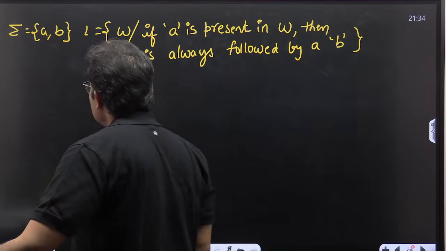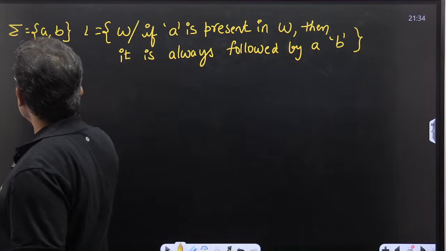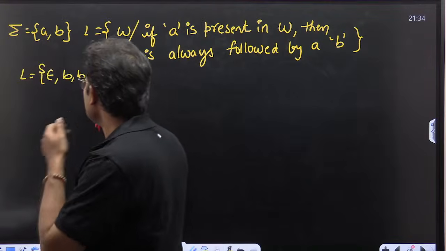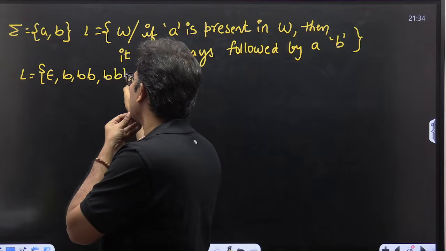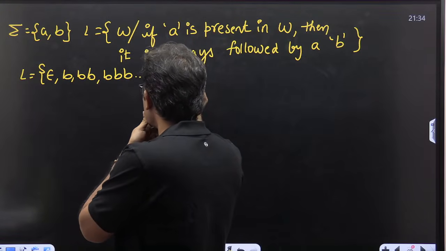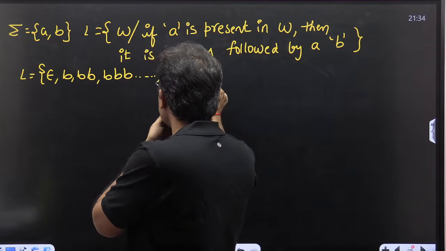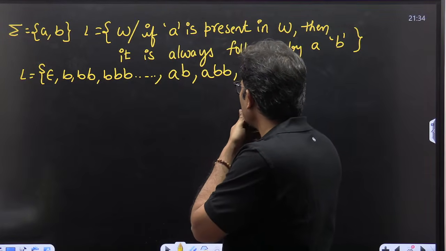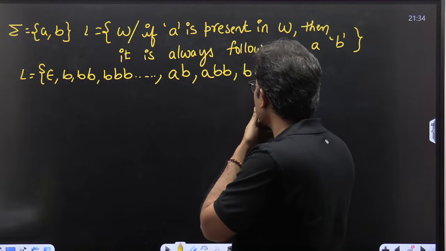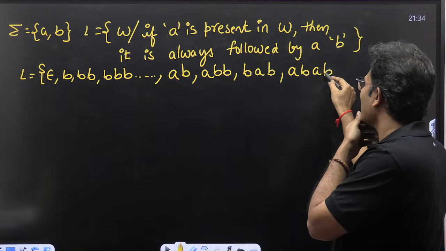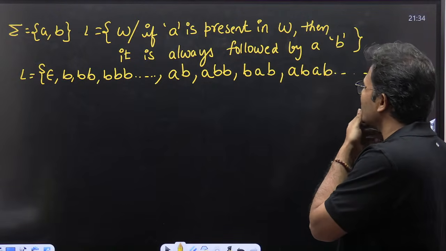So let's write the language, guys. So language, if A is not present, you can accept it. If there are only B's, you can accept it. Not a problem, okay? Now, if A is present, it has to be always followed by a B. These kind of strings you are going to get, right?